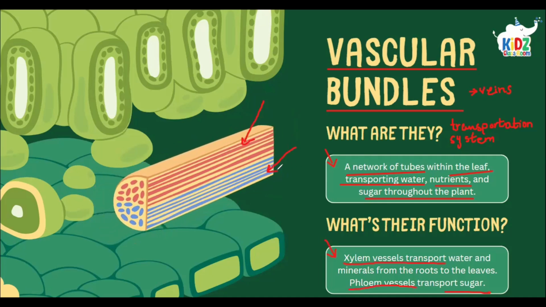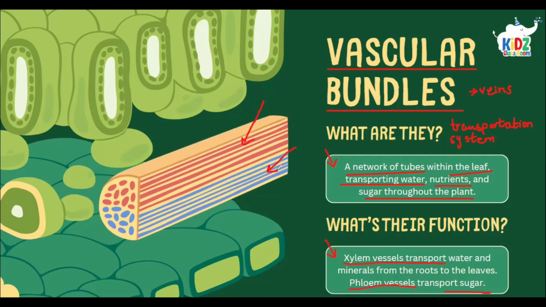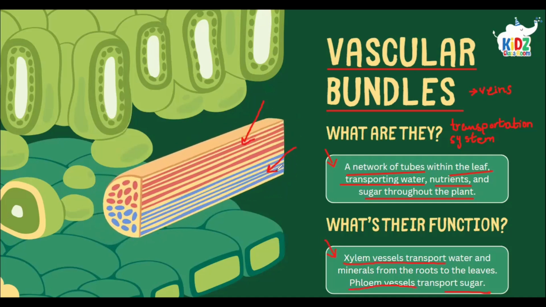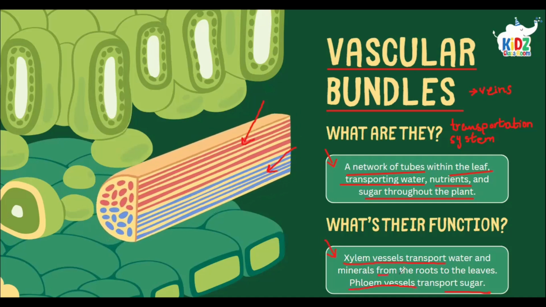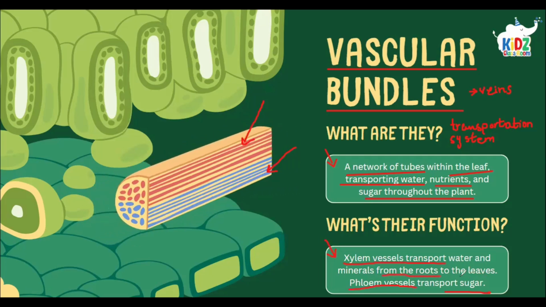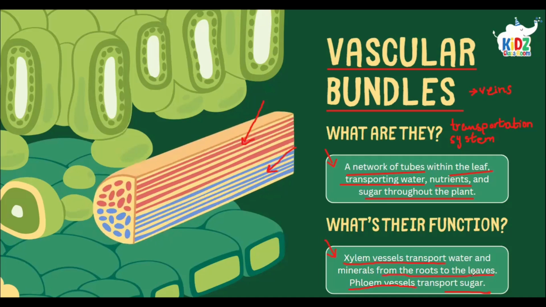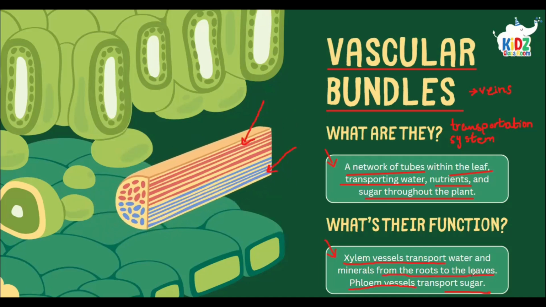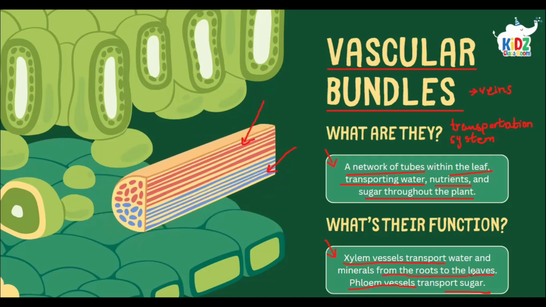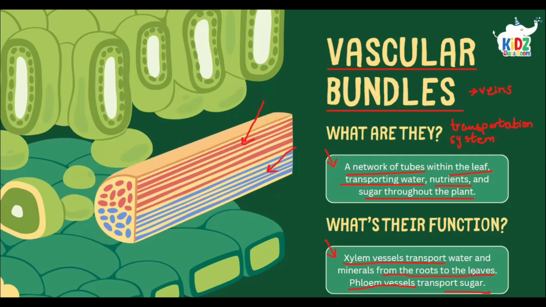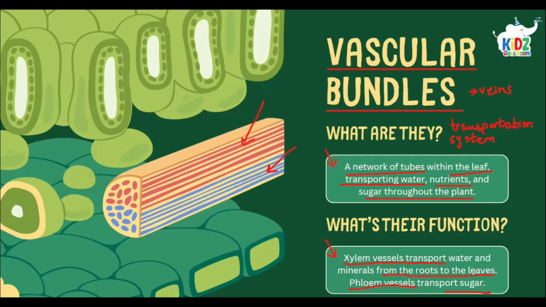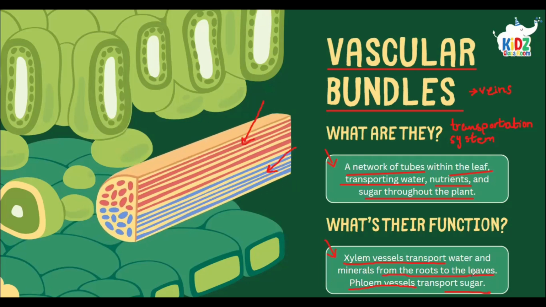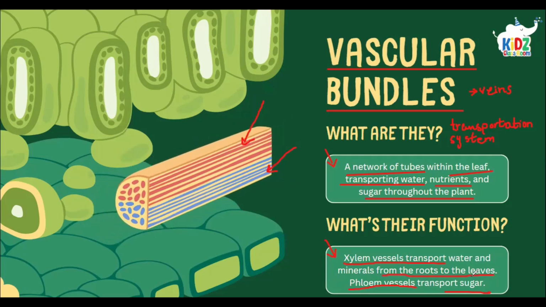They contain two types of vessels, xylem and phloem. The xylem transports water and minerals from the roots to the leaves. And what about phloem vessels? Phloem vessels carry the sugar produced during photosynthesis. I told you before that sugar is the same as glucose, and glucose is produced by the process of photosynthesis. So phloem vessels carry the sugars produced during photosynthesis to the other parts of the plant.